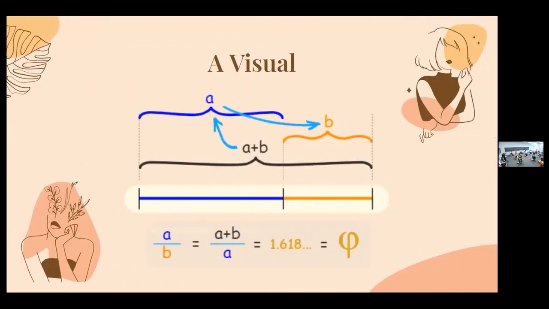So for a visual of the golden ratio, imagine you have a piece of yarn and you cut it unequally. The whole segment before you cut it would equal A plus B, but the longer segment would be A and the shorter segment would be B. So the ratio of A over B should be equal to A plus B over A. And both of the ratios should equal 1.618. And this symbol is phi, which just is a symbol for the golden ratio.